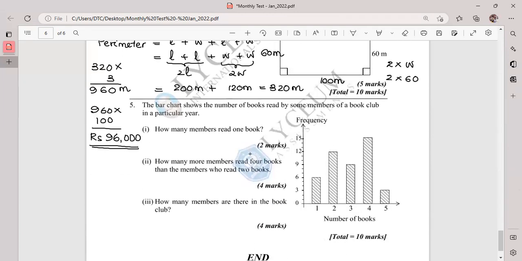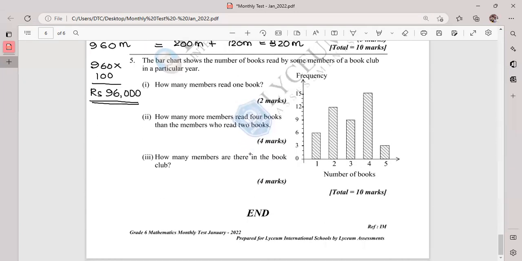So we'll move to the last question of this paper. They have taken this question from the statistics lesson, right? This is a bar chart, and you have learned about bar charts, pie charts, and pictographs when you were in the primary grades also, right? Here they have given a bar chart that shows the number of books read by some members of a book club in a particular year. How many members read one book?